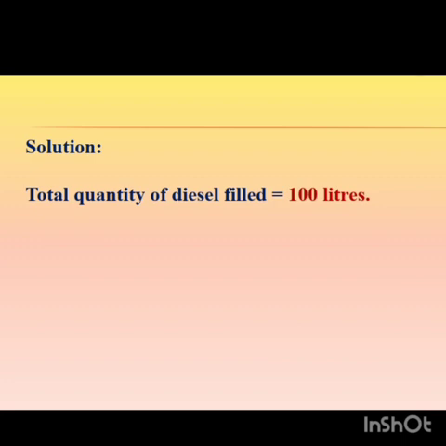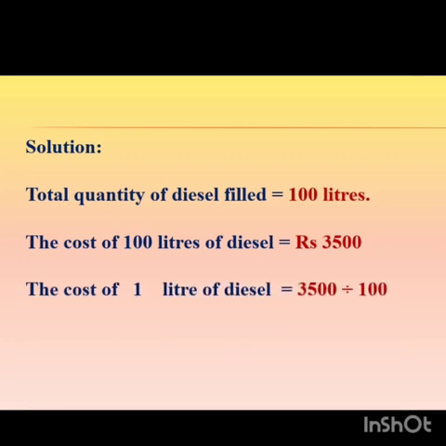Children, you know that the total quantity of diesel filled in the bus is equal to 100 liters. So, the cost of 100 liters of diesel is equal to rupees 3,500. Now, we have to find out the cost of 1 liter of diesel. Therefore, the cost of 1 liter of diesel is equal to rupees 3,500 divided by 100. As you all know, if many is given and we have to find out the value of 1, then we have to do division.